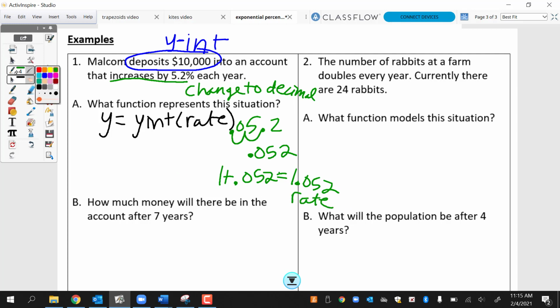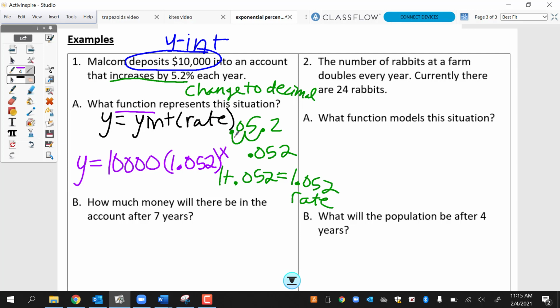So final answer, I'm putting y equals, my y-intercept we said was 10,000, so I'm putting 10,000. Don't worry about putting the comma, you don't have to put the comma. Parentheses, my rate we just figured out was 1.052 to the x power. So that's going to be my function. That means my equation. That's the answer.